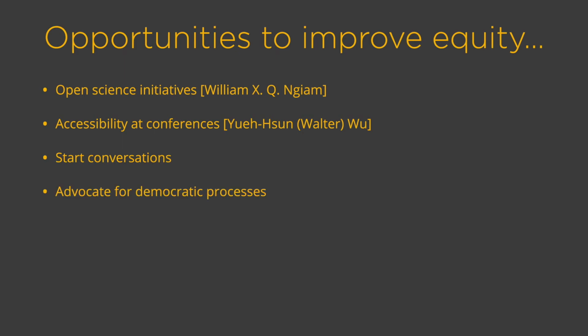Advocate for democratic processes. This year, my primary research community at IEEE Viz held its first election so that people nominated and voted for by the community would serve on the steering committees. There are a lot of people in the community that care about improving diversity, equity, and inclusion, and things can improve when there are processes in place in the community to make those voices heard.